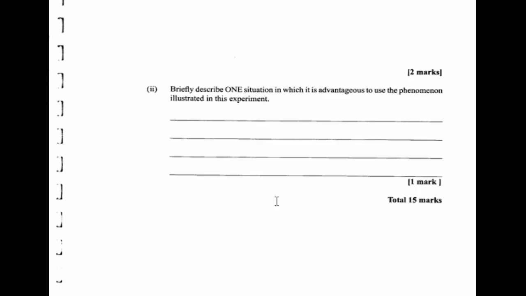Now the question says, briefly describe one situation in which it is advantageous to use the phenomenon illustrated in this experiment. What phenomenon was illustrated in this experiment? Earlier on in the video, I said that when energy is being supplied at a specific frequency, and that frequency is equal to the natural frequency of the vibrating object, then the object will vibrate with maximum amplitude, right? Maximum energy. And that basically is a statement of resonance. The phenomenon illustrated in this experiment was indeed resonance.